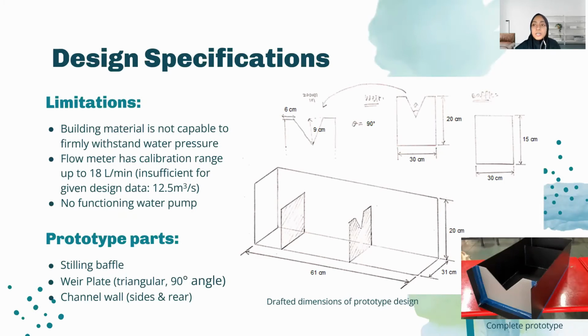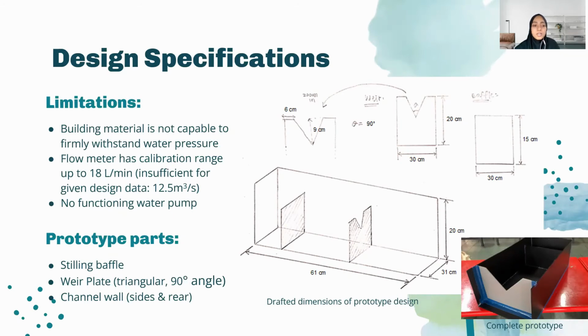Secondly, the flow meter that is available in the chemical process lab has a calibration range up to 18 liters per minute. That is very insufficient for the given design data, which is as much as 12.5 cubic meters per second. And lastly, there is no functioning water pump, so we take an alternative, which is to only adjust the water tap to manipulate our flow rate of water.